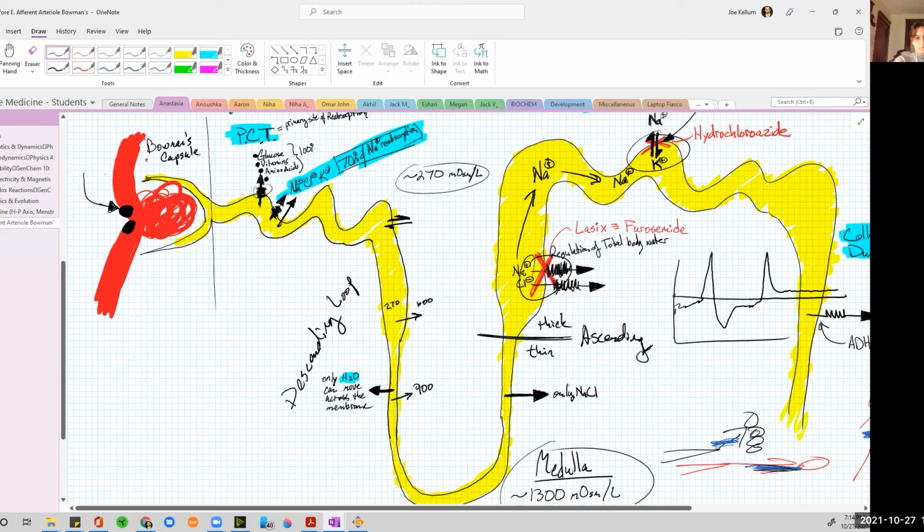These are called juxtaglomerular cells, meaning juxtaposed to the glomerulus. We call them JG cells. JG cells have pressure sensing mechanisms in them. And so if the JG cells sense that there is relatively low pressure in this area, then they will upregulate their release of the enzyme renin into the blood.